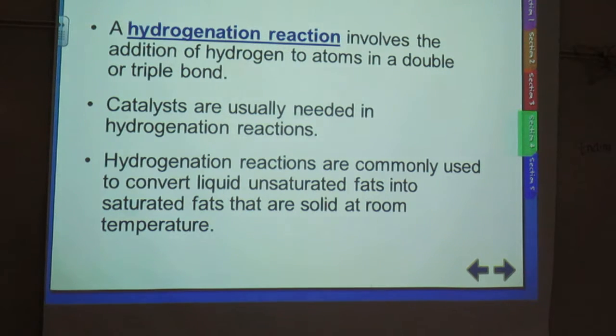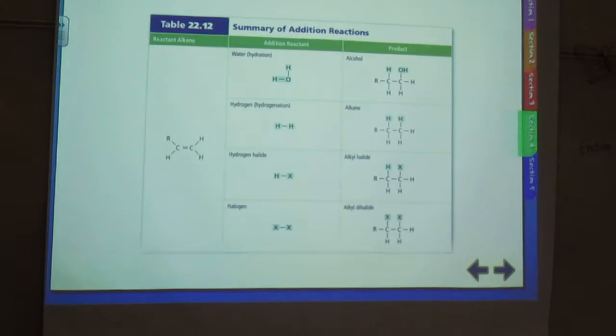Hydrogenation reactions are used to convert liquid fats into fats that are solid at room temperature. So you probably have heard of hydrogenated fats, saturated and unsaturated fats. That's what that's talking about.